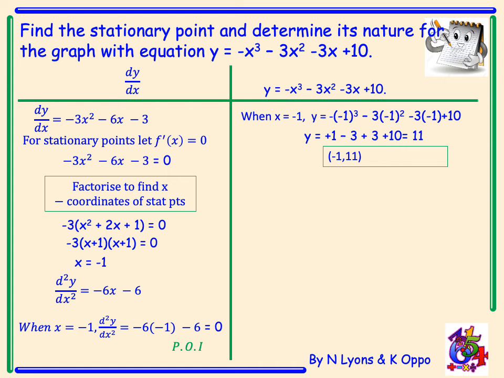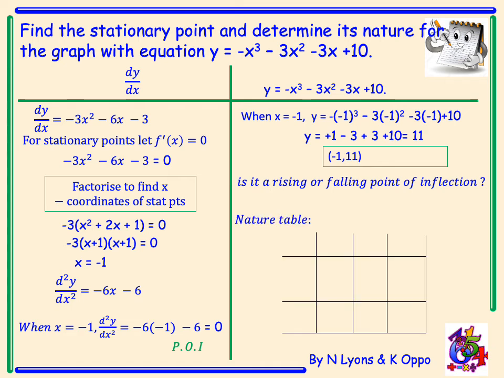But what is that turning point? Okay, is it a rising or a falling point of inflection? So to work out the nature of my turning point, I'm going to use a nature table. So again, in the top row of your nature table, you put in your x values. The turning point is located at minus 1. So I want to know what's happening round about minus 1, as I approach minus 1 and as I leave minus 1. So a number less than minus 1 and a number bigger than minus 1.